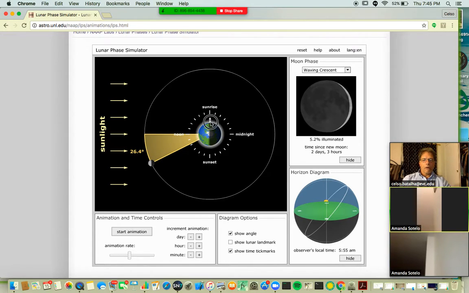Now, at what time of the day can you see the moon? Well, you can pretty much see it any time from here to there. So when you get to this position, the sun sets and the moon is still in the sky. Look at that. You still can see some of the moon, right? But eventually the moon is going to set.